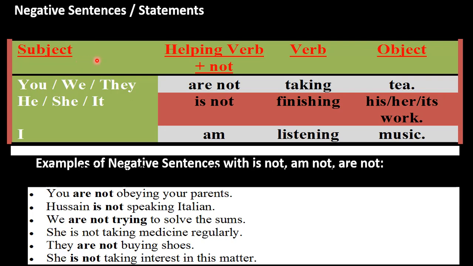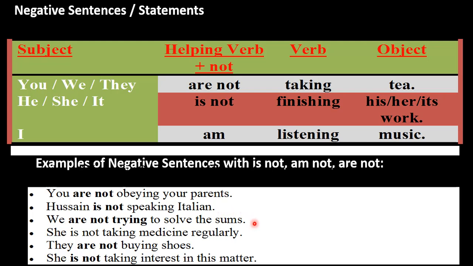So negative sentences. Look at the structure of negative sentences. First of all, here is the subject, then helping verb plus not, then verb, and then object. You, we, they are not taking tea. He, she, it is not finishing his, her, its work. And look here, I am not listening to music. Examples of negative sentences with is not, am not, are not.